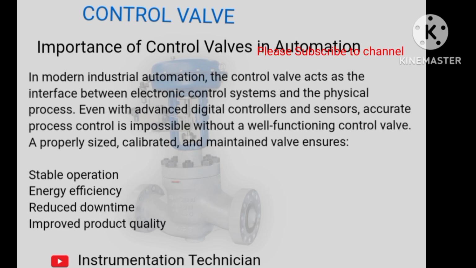Importance of control valves in automation. In modern industrial automation, the control valve acts as the interface between electronic control systems and the physical process. Even with advanced digital controllers and sensors, accurate process control is impossible without a well-functioning control valve. A properly sized, calibrated, and maintained valve ensures stable operation, energy efficiency, reduced downtime, and improved product quality.